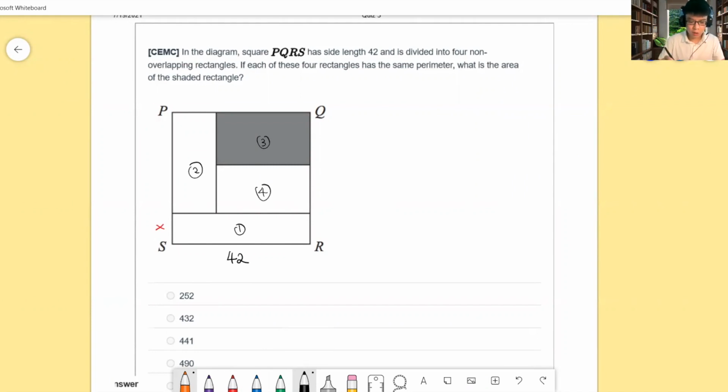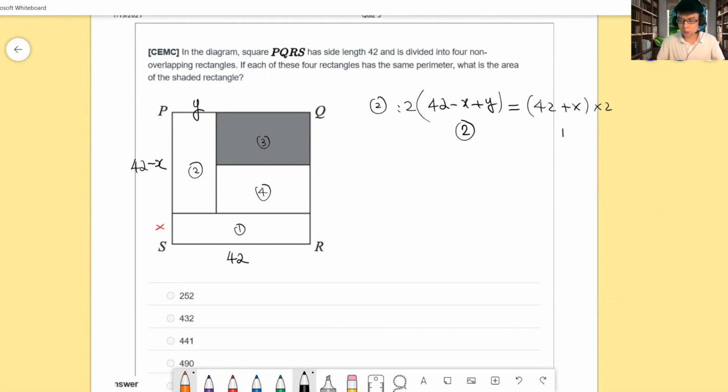Now consider rectangle 2. The length corresponds to 42 minus x. Okay, and suppose the width is y. We must have 42 minus x plus y equals 42 plus x. Because if each term is multiplied by 2, that's the perimeter, right? They are equal. The first part is the perimeter for the second rectangle. The second part is the perimeter for the first rectangle. From here, we see that y equals 2x.